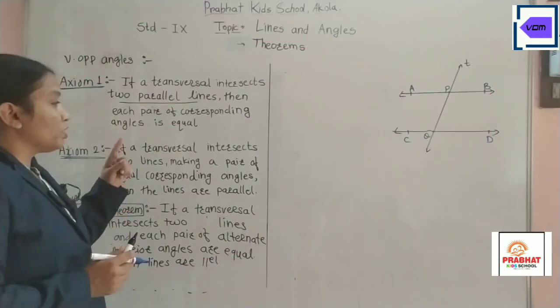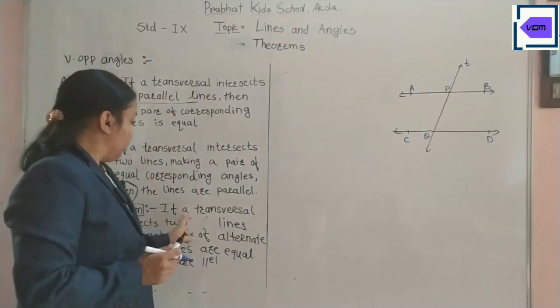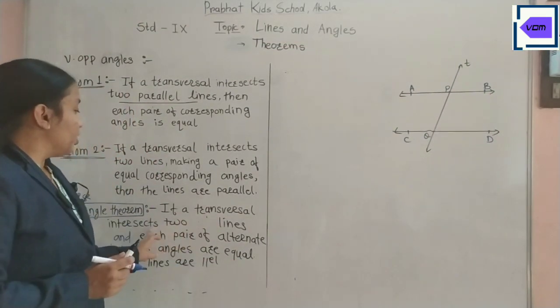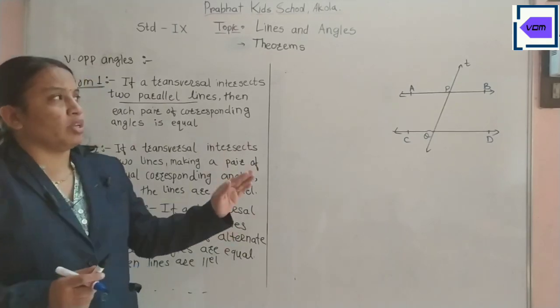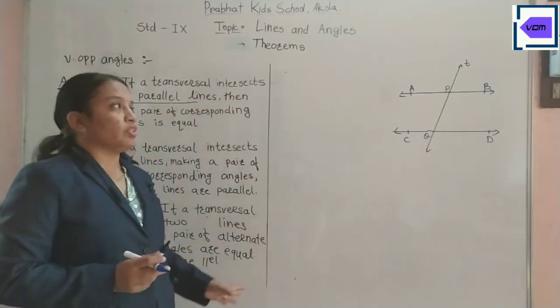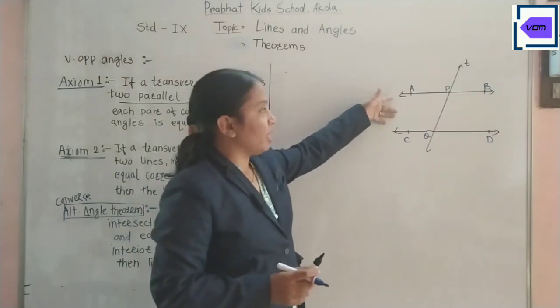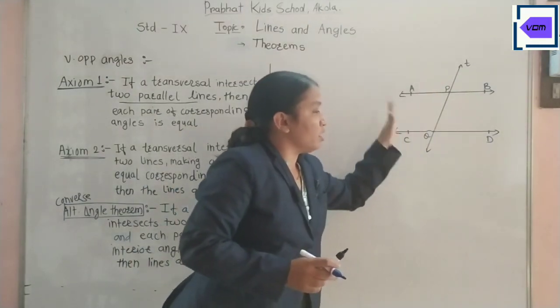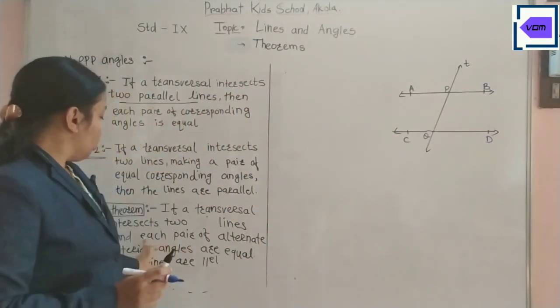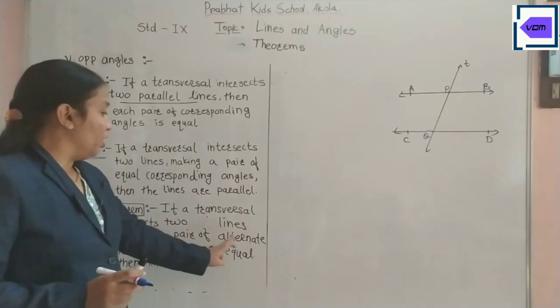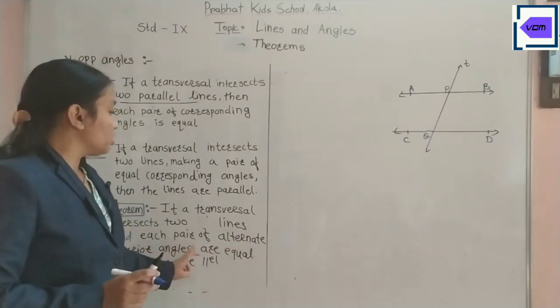Let's see the converse of the alternate angle theorem. If a transversal intersects two lines, meaning only two lines are given and one transversal is intersecting them. These two lines are there and T is intersecting them. And also given that each pair of alternate interior angles are equal.